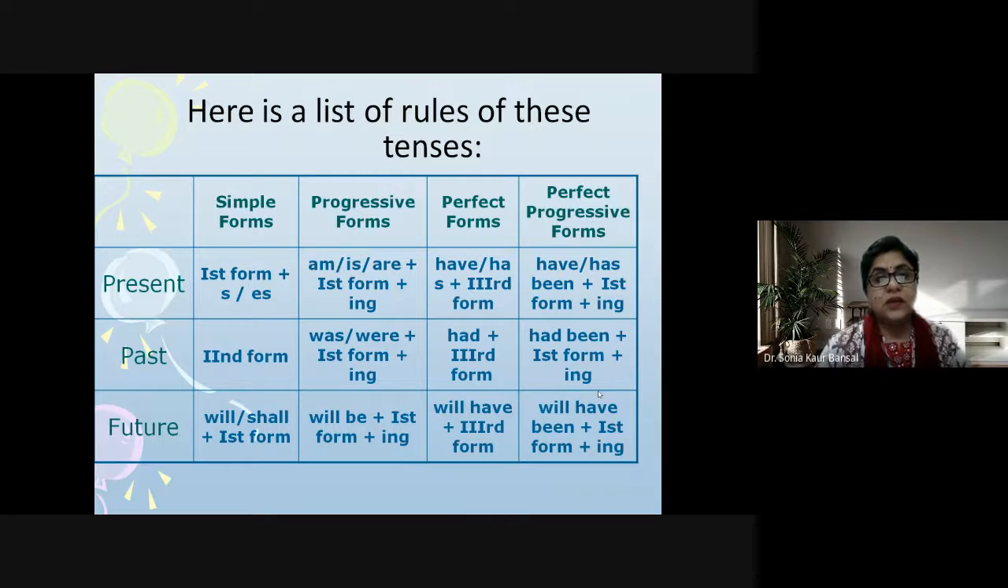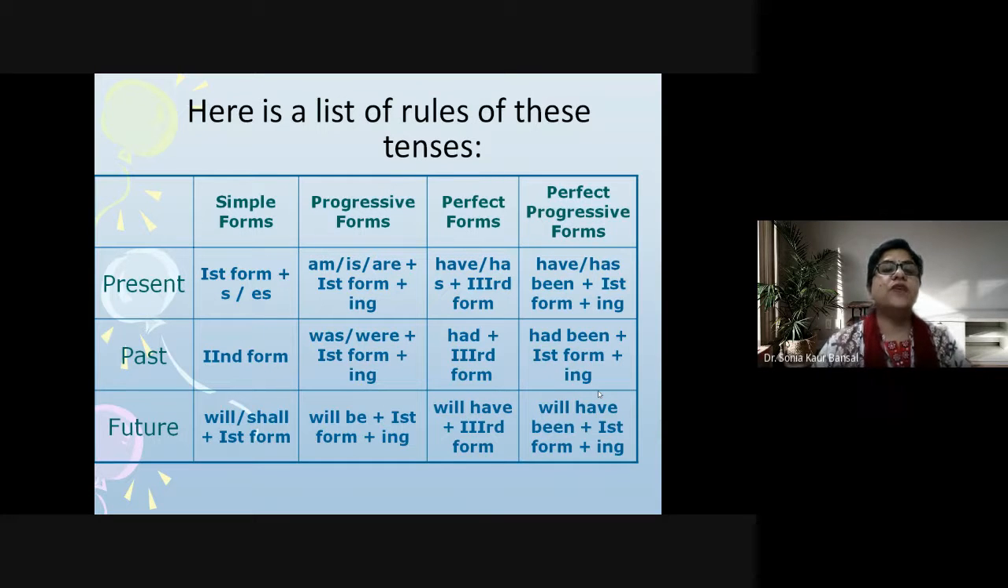The past time frame will cover the second form of the verb in the simple form. Then in continuous, was, were plus first form plus ing. Just remember, students, when I'm talking about progressive or continuous tense, you have to add ing to the verb. In the perfect form, had plus third form of the verb is included. Now perfect progressive: had been plus first form of the verb plus ing.